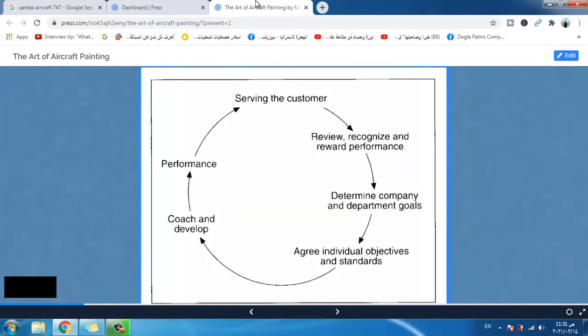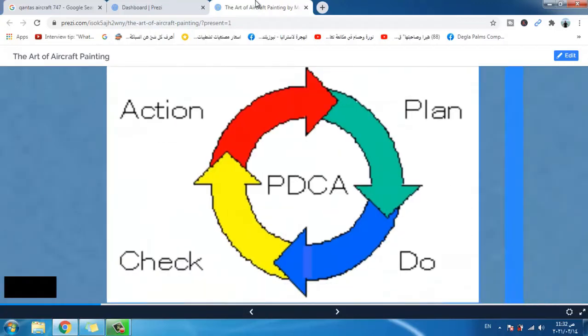On the other hand, it's like serving the customer: review, recognize and reward performance, determine company and department goals, agree individual objectives and standards, coach and develop performance. It's a PDCA scheme: plan, do, check, action.